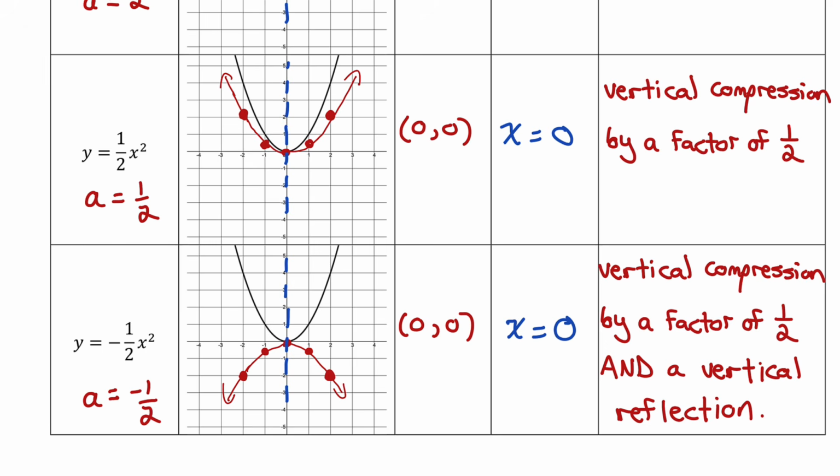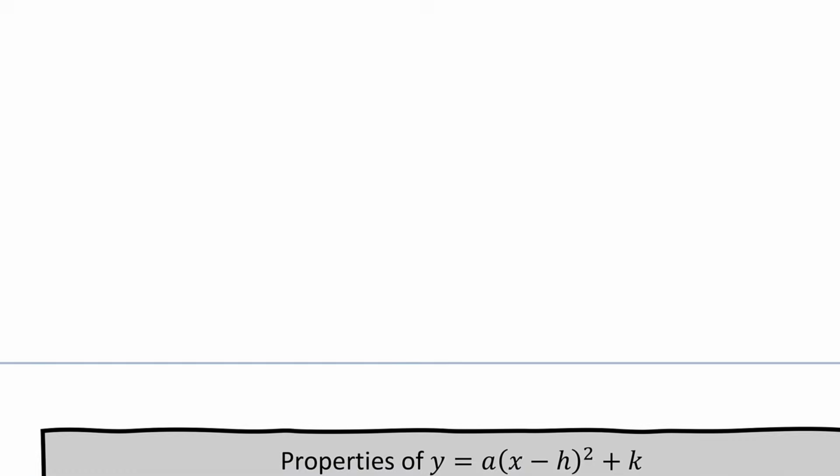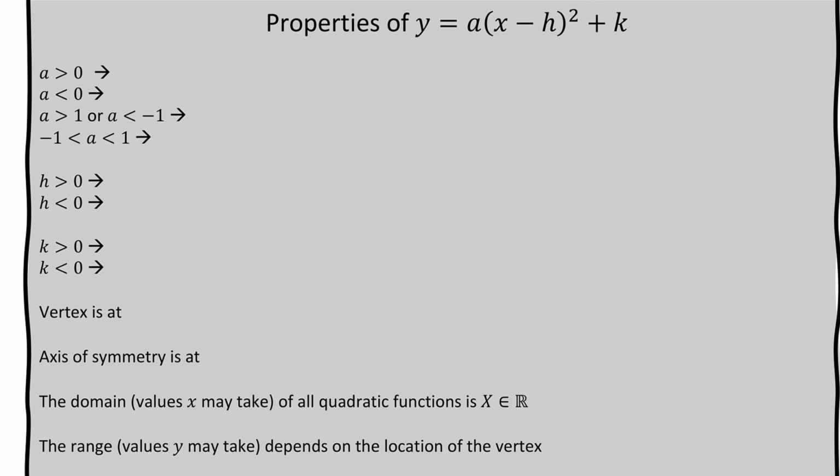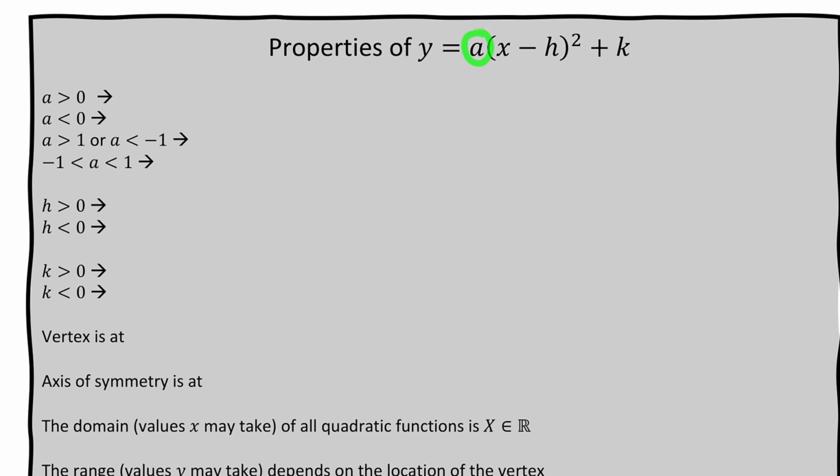And now let's summarize everything we found out in this investigation in this table here. Starting with how the a parameter affects the graph of y equals x squared. Remember, a is always going to be multiplied in front of the power, and if that a value is greater than 0, just like standard form, that's going to mean the parabola opens up. And if a is less than 0, that's going to cause a vertical reflection in the x-axis, which is going to make the parabola open down.